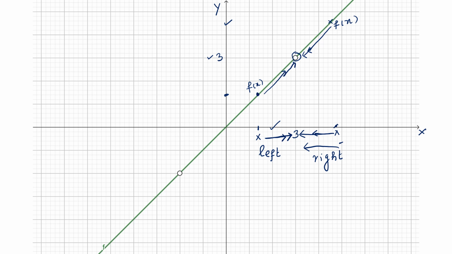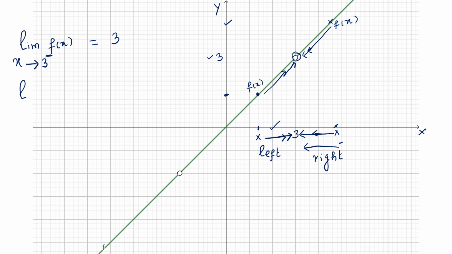How do we write this in notation? For the value that f of x approaches, we can write limit of f of x as x approaches 3. For the left side, I am writing a minus. What is the meaning? The value that f of x approaches when x approaches 3. Here I am writing minus to mean the left side. In this example, what is the value? It is 3.